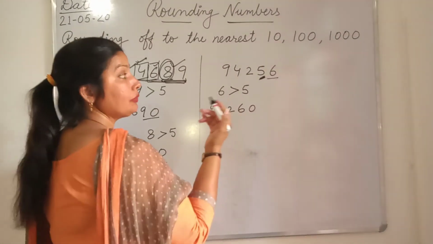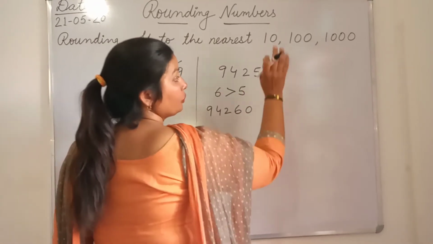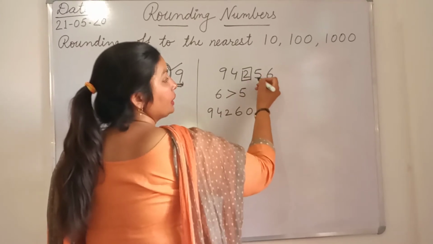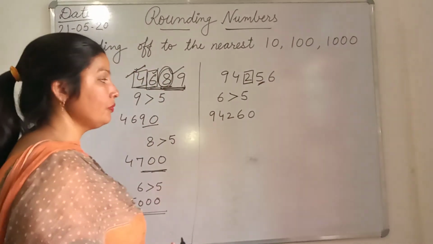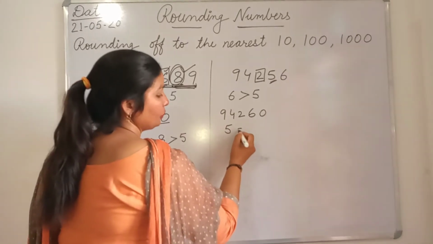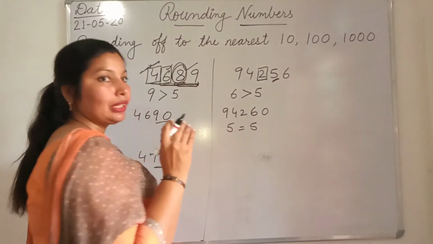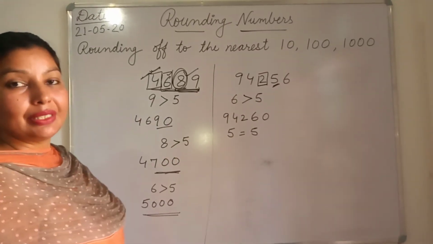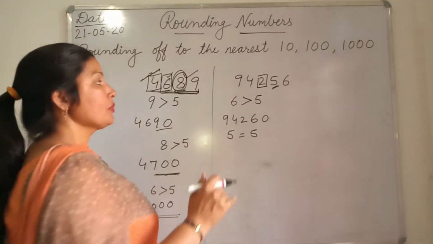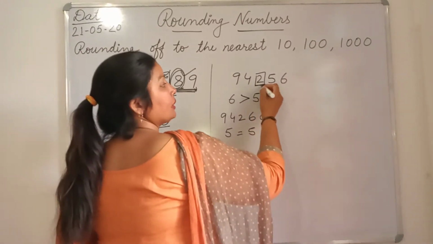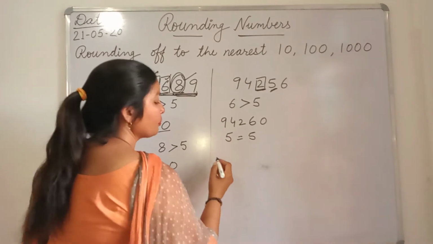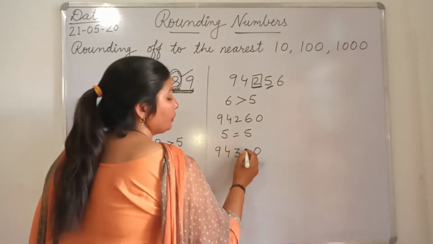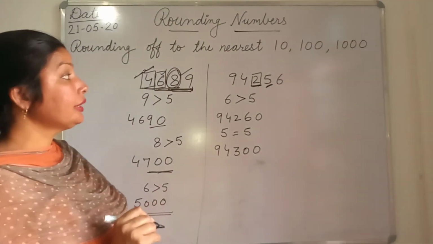For the same number, if we are finding rounding of 100, we will check the tens column. What is in the tens column? 5. 5 is equal to 5. So I told you that whenever we have 5 or more than 5, we should increase, and when we have less than 5, then we will not increase. So now there is 5, that means we increase the 100 column. So 2 plus 1, 3. So it becomes 94,300. In rounding of 100, it becomes 94,300.